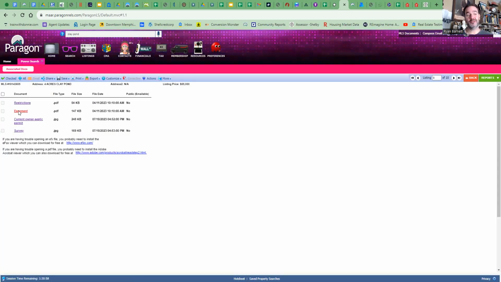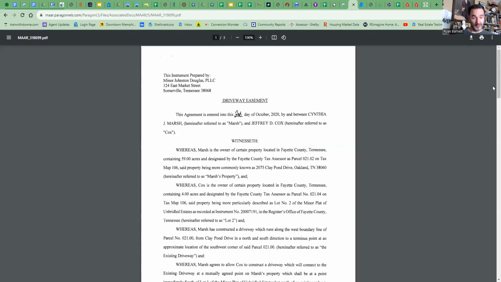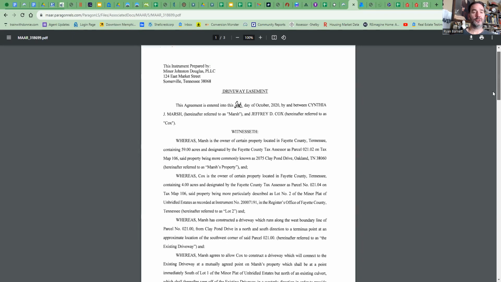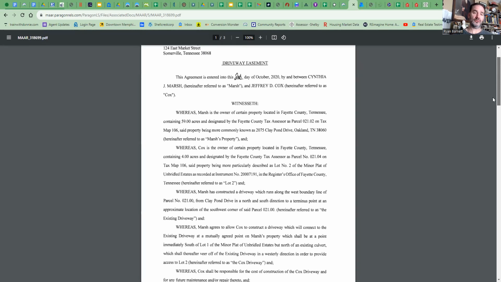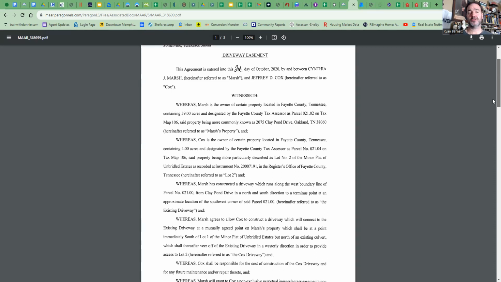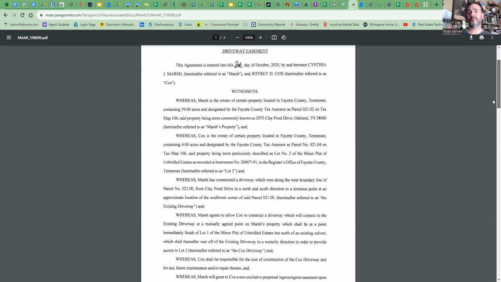So an easement. What is this easement for? Owner located in Fayette County containing 59 acres. So we're looking at 4 acres, and the owner owns 59 acres. Not sure if all of that's for sale. They're probably selling off pieces of their land as they age, I'm guessing.